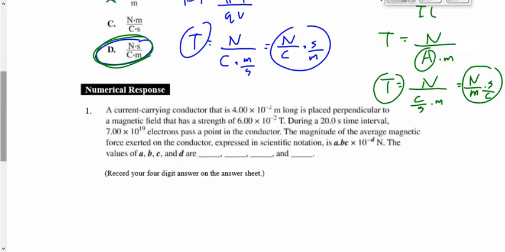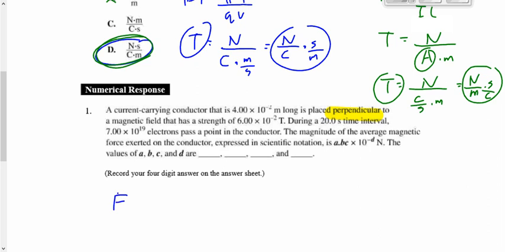Number 2, a current carrying conductor that's this long is placed perpendicular to a magnetic field. Perpendicular is good. The only thing better would be parallel, because if it's parallel, there is no force, and we're pretty much done, right? If it's perpendicular, there is a force, and we know how to find the force. We know how to find the direction of the force with the hand rule and so on. In a 20-second time interval, this many electrons pass by. What's the magnitude of the average magnetic force on the conductor?